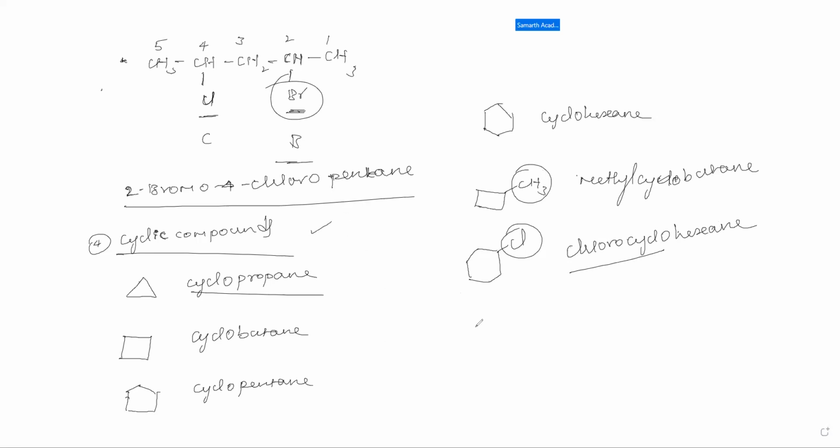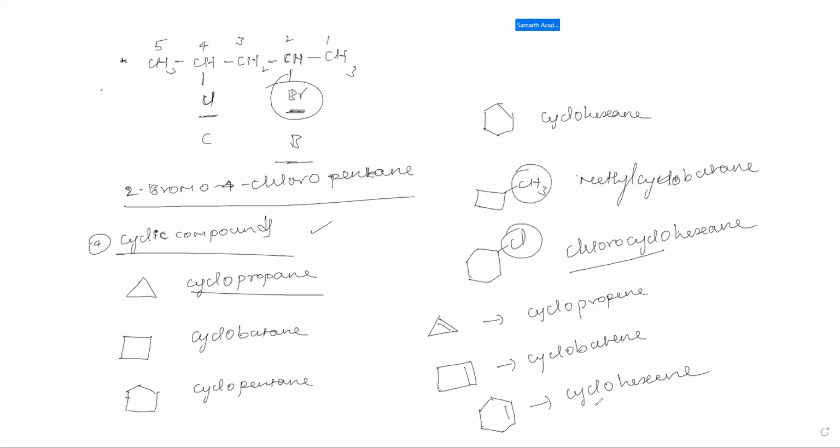It is like alkanes. When we come to alkenes, if a double bond is present, at that time it is cyclopropene. If 4 carbon atoms are present, that is cyclobutene. If 6 carbon atoms are present with a double bond, at that time cyclohexene. So like this we have to name. If any substituent group is present, that comes under prefixes.